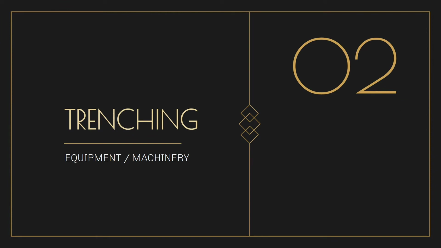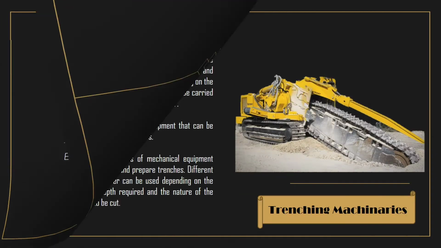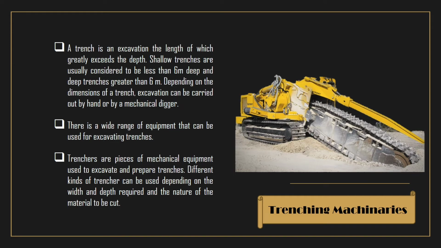Trenching equipment or machinery. Trenchers are pieces of mechanical equipment used to excavate and prepare trenches. Different kinds of trencher can be used depending on the width and depth.